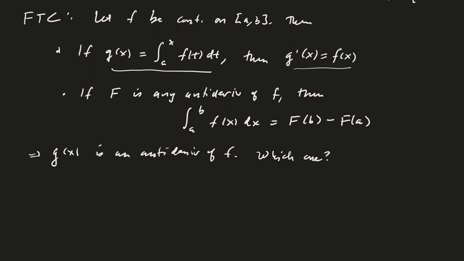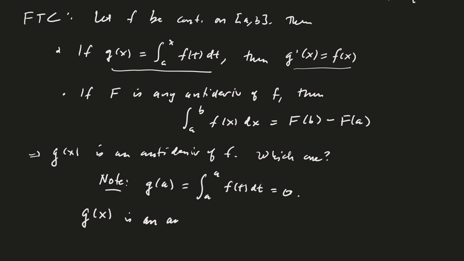Actually, in part 1, g of x is a particular antiderivative, because notice what g of a is. G of a is equal to the integral from a to a of f of t dt, which is equal to 0. Right, and so g of x is an antiderivative of f such that g of a equals 0. And so therefore it is a single antiderivative. It's the antiderivative that is 0 at the point a.